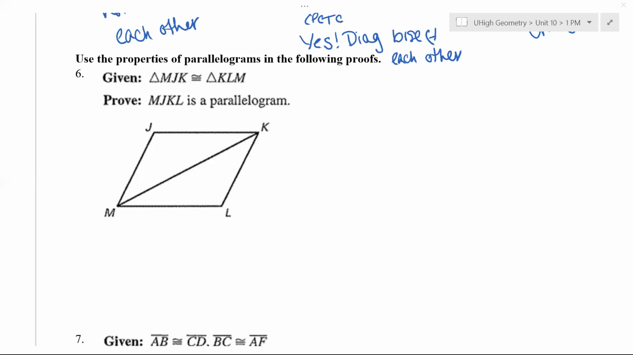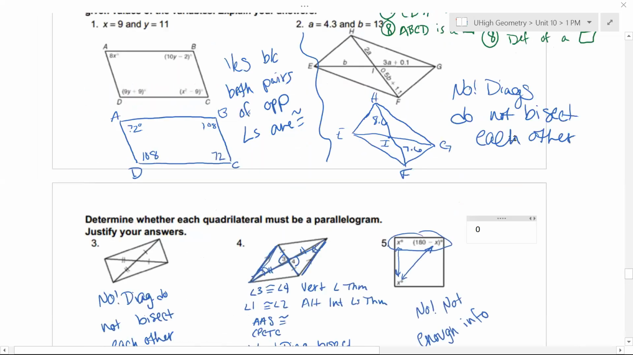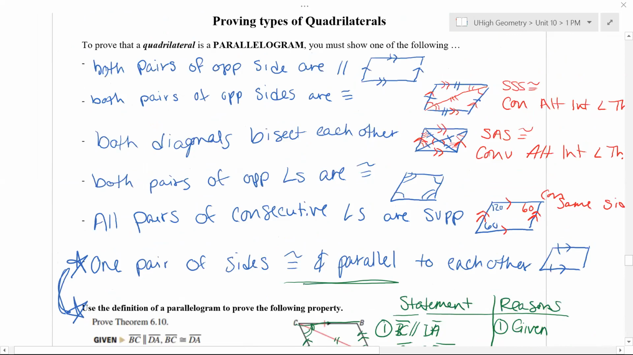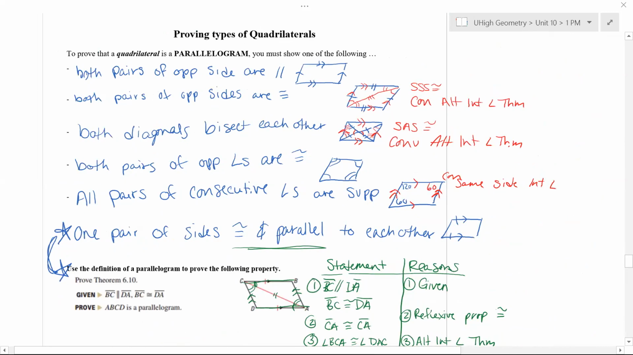But what we're going to be doing today is using some of those ways to prove parallelograms that we found yesterday. So what I want to do first is go back up to those 6 different ways and review them really quick so that they are fresh in our minds. The first one is the definition of a parallelogram. If both pairs of opposite sides are parallel, then we have a parallelogram.